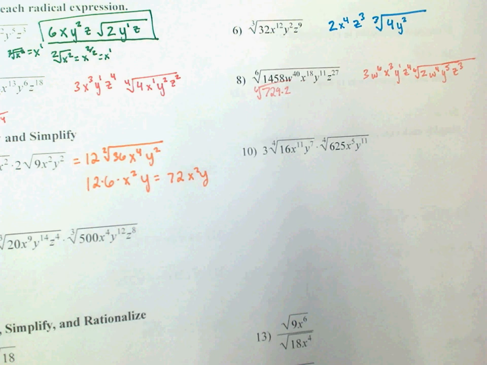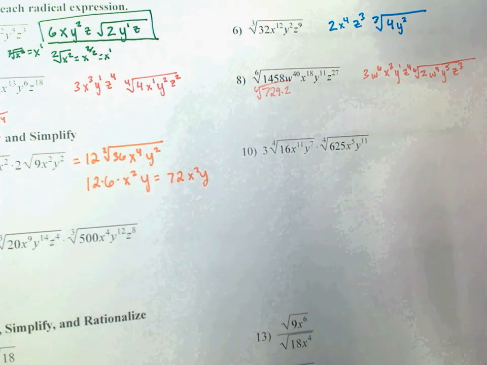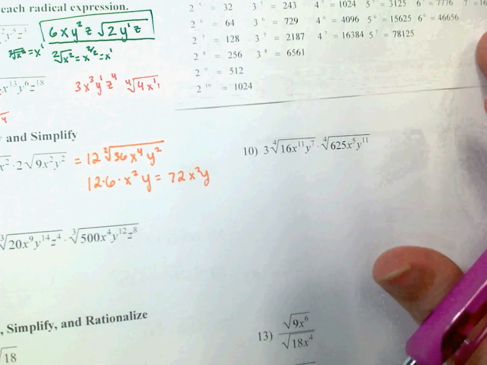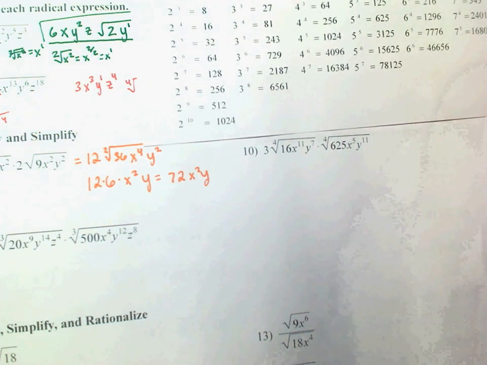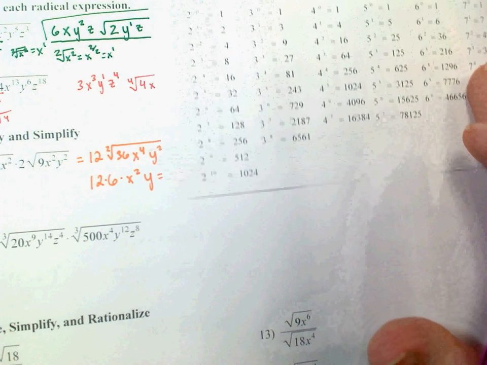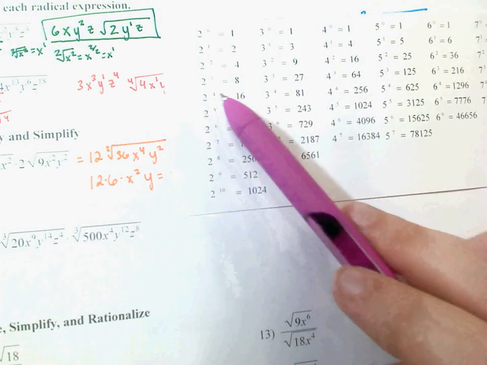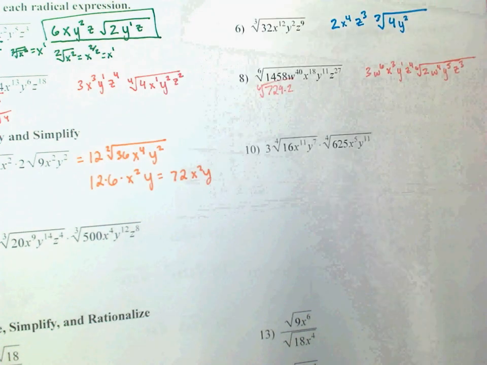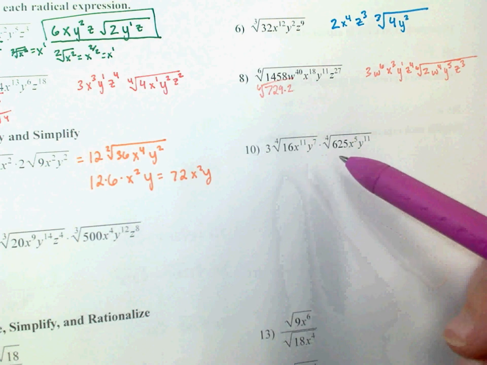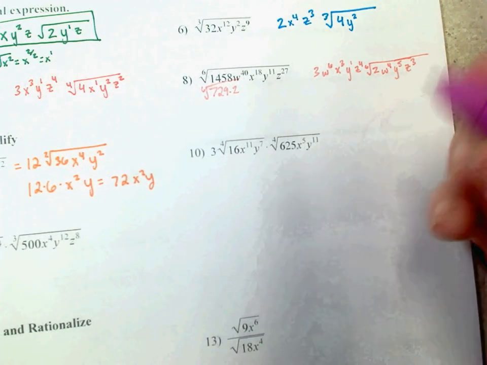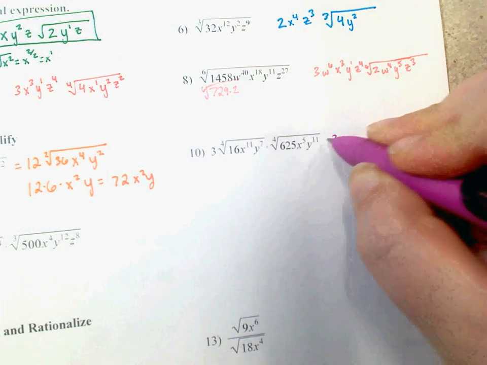Number 10. I've got 3 times the 4th root of 16x to the 11th y to the 7th times the 4th root of 625 x to the 5th y to the 11th. The first thing I'm going to do is look at 16 and 625 and see if they're perfect powers of 4. 2 to the 4th is 16, so that's promising, and 5 to the 4th is 625. So I kind of already know that I can simplify those two. I am, however, going to combine them, but just not multiply them together. I'm going to write that they're multiplied, but I'm not actually going to multiply it out.